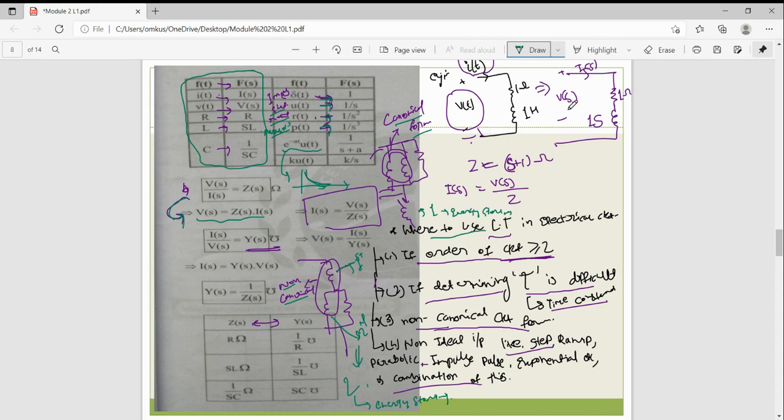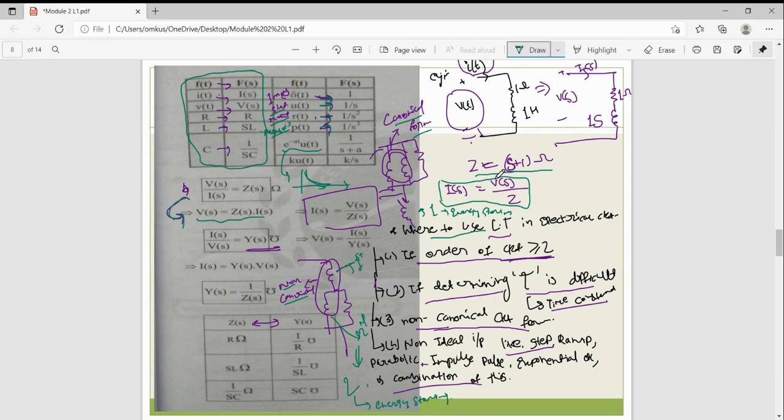Now see how to represent this example. 1 ohm, 1 henry can be represented as 1 ohm plus 1 into s, because an inductor we can write as sL, right? The value of L is 1, so 1 and s. So what is the value of impedance here? Z is equal to s plus 1 in ohm. Then I of s is equal to V of s by Z, where Z is your impedance. So for finding either I of s or V of s, you can use this Ohm's law formula. The only thing is that one of these two terms is already given in your question.